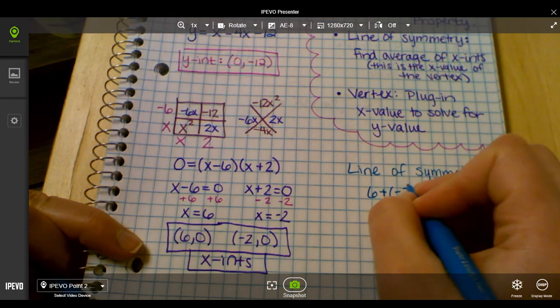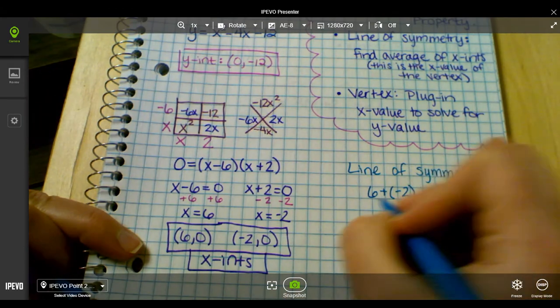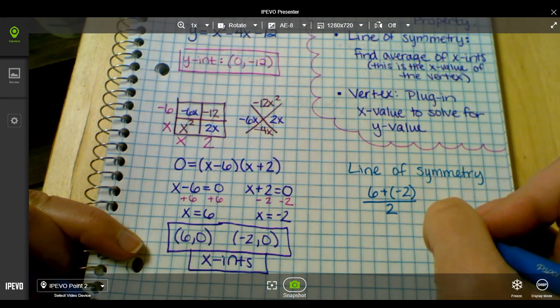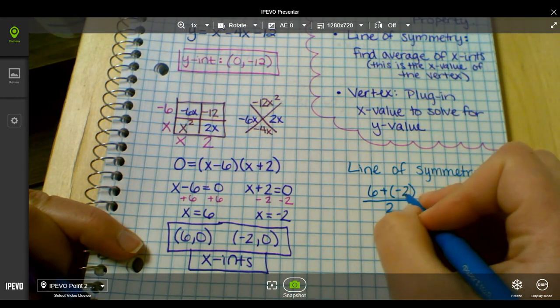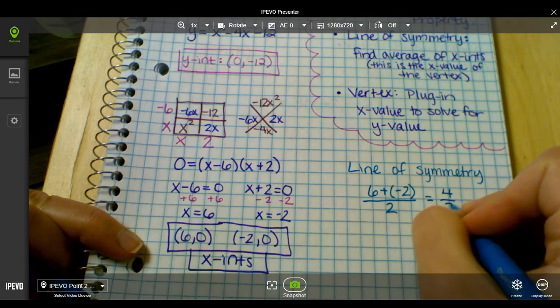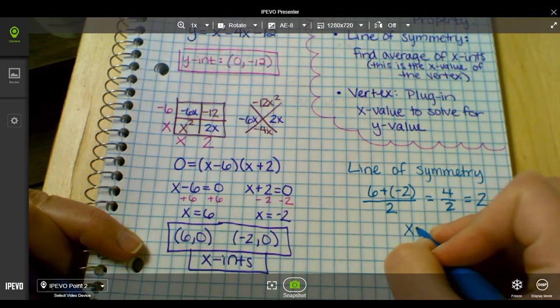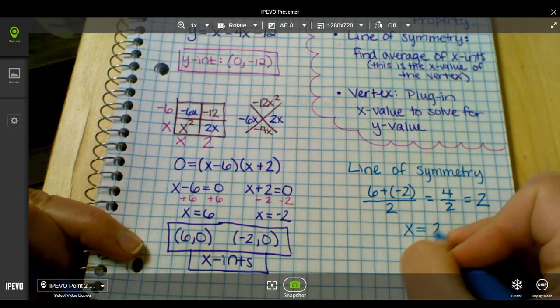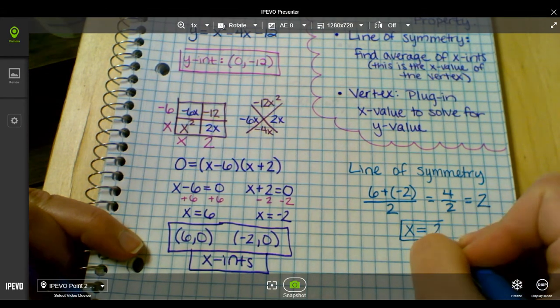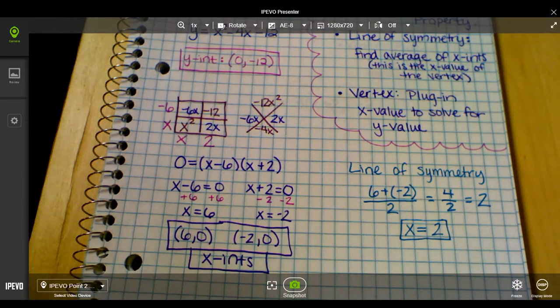So I'm just going to add these guys up. I have positive 6 plus negative 2, and I want to find the middle, so I'm just going to divide that by 2. 6 plus negative 2, or 6 minus 2, is just 4. 4 divided by 2 is 2. So my line of symmetry, remember, is a vertical line. It always has an x equals equation because every single point on that line is going to be x equals 2. That's my line of symmetry.